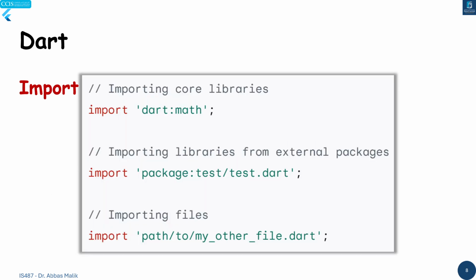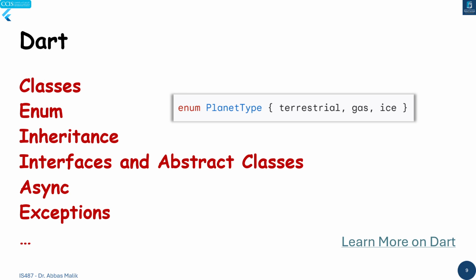The other thing is, if we want to import certain libraries, we can just write the import keyword, and then in single quotes, as a string, we can provide the details of the library that we want to import into our program. We also have the concepts of classes, enum, inheritance, interfaces, abstract classes, async, and exception handling.